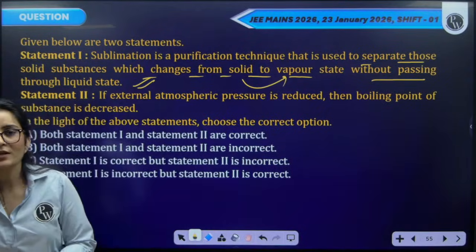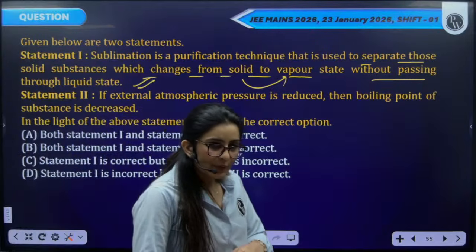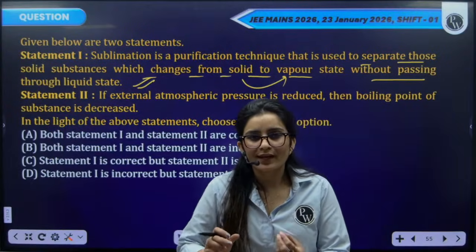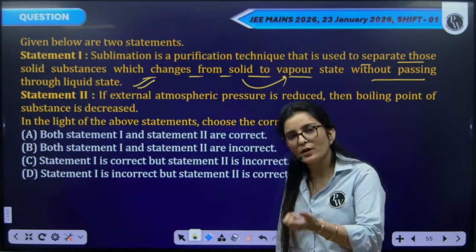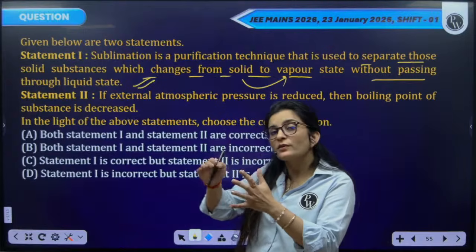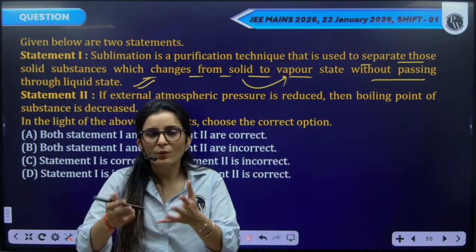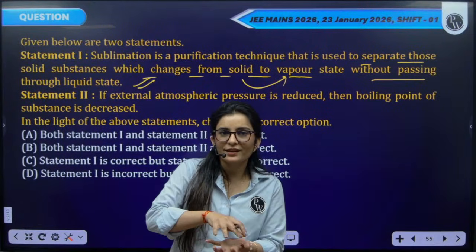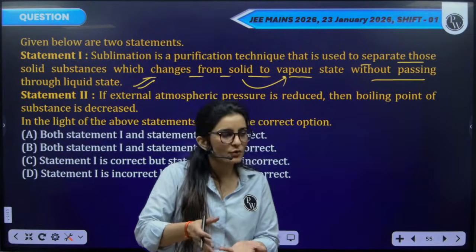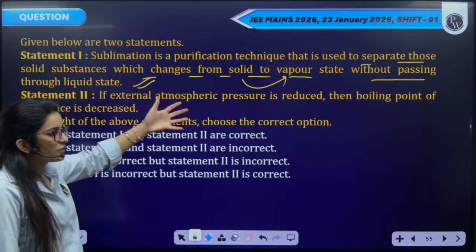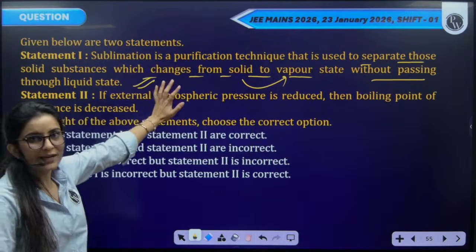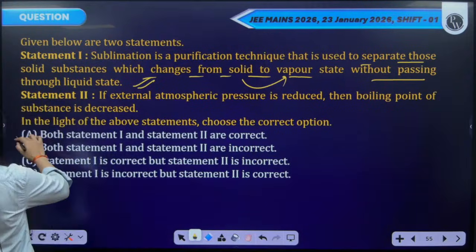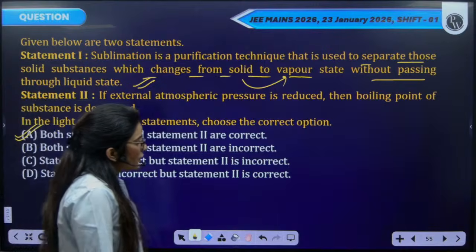It is the temperature at which the vapor pressure of the liquid becomes equal to the atmospheric pressure. That particular point will be called the boiling point. So if atmospheric pressure has been decreased, obviously you need a lower amount of pressure inside the container to boil the given liquid. So if you decrease the atmospheric pressure, obviously the boiling point will also decrease. So you can say statement 1 and statement 2 are both correct statements. So A and B both are correct.